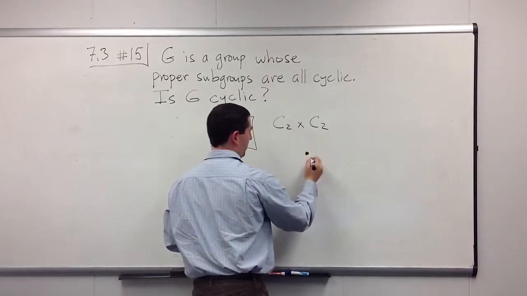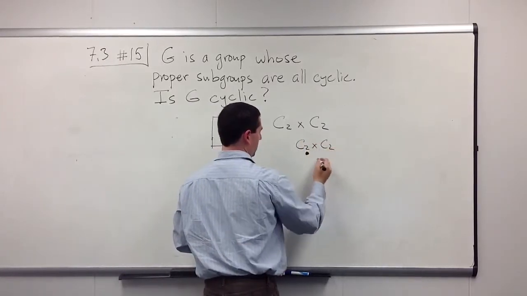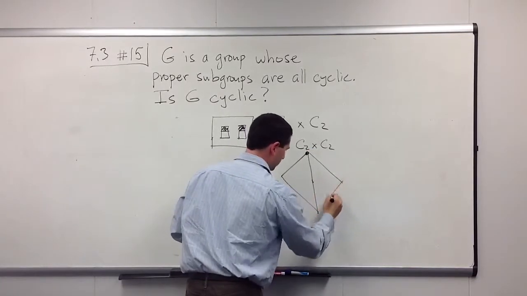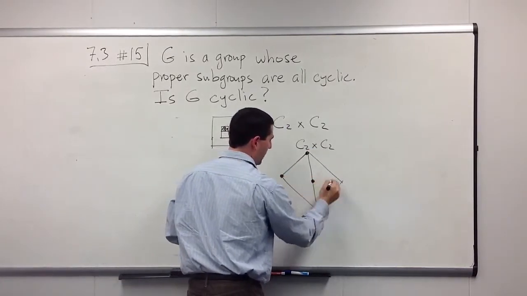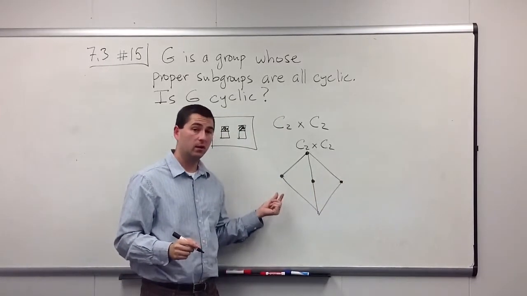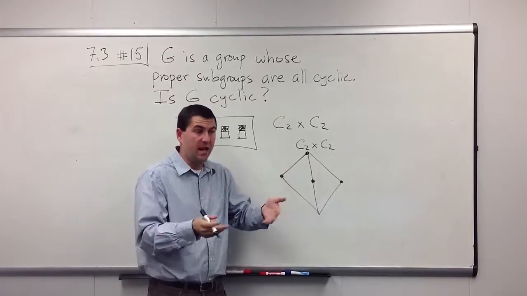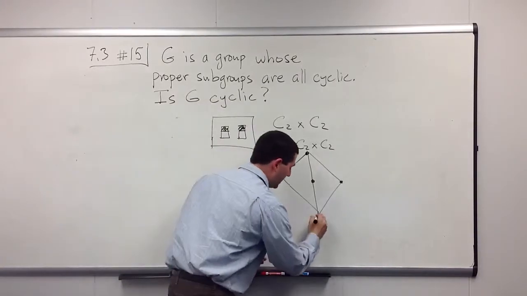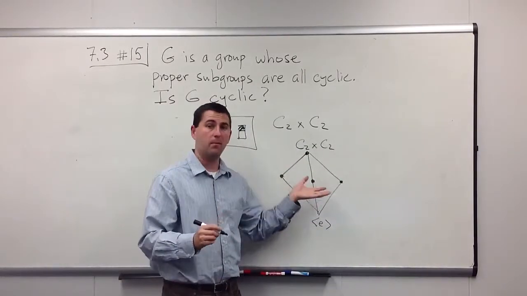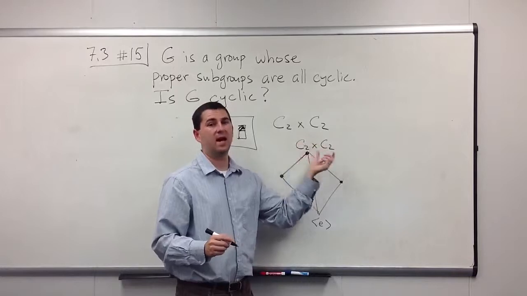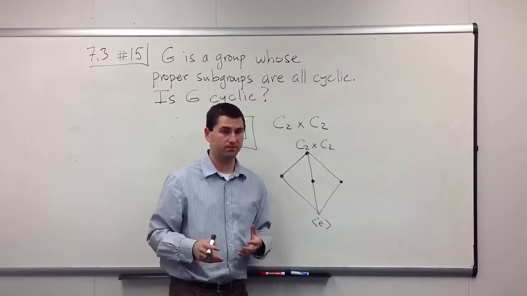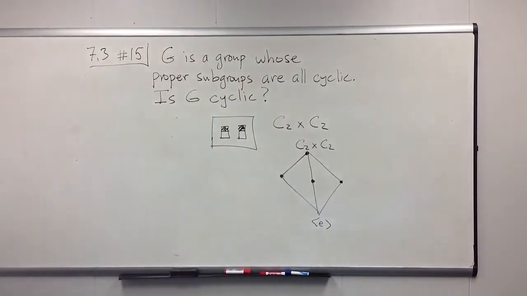The subgroup lattice for C2 cross C2 looks like this. There are 3 subgroups of order 2. They're all cyclic. They just have the identity and the one other element. And then you have the identity on the bottom. All of the proper subgroups are cyclic, but the entire group is not cyclic. So this theorem is decidedly false.